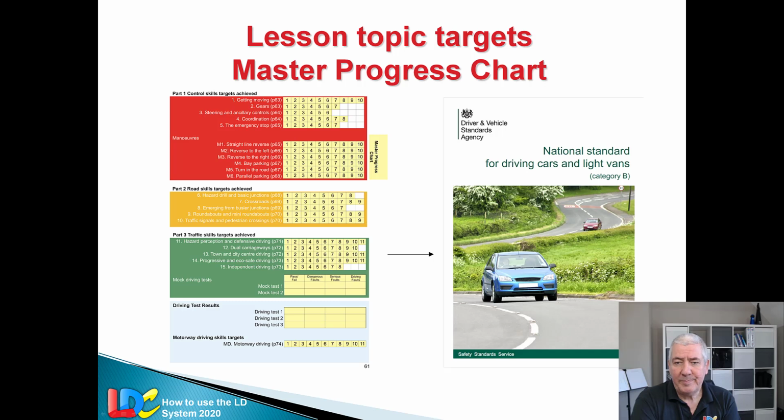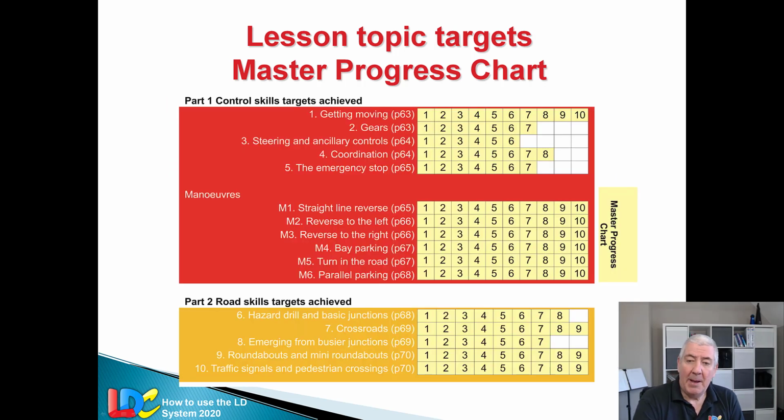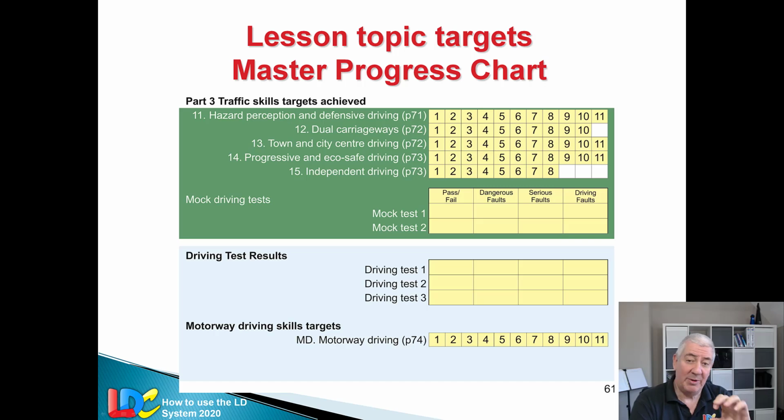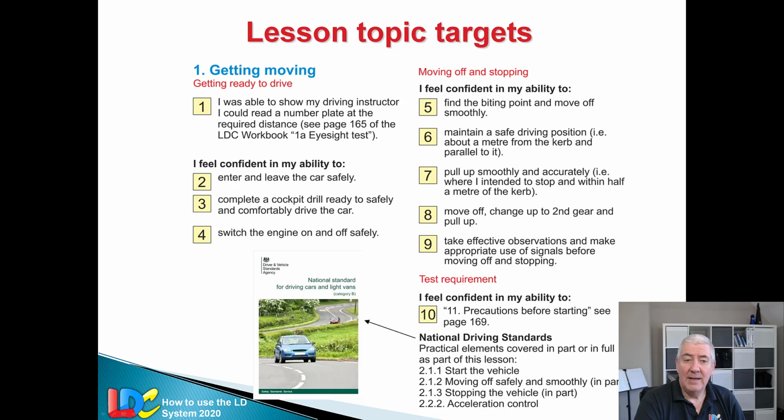And our master progress chart maps across, of course, to the national standard for driving cars and light vans. The last target in each of the target pages is about the test criteria, and then it shows you where it maps across to the national standard.